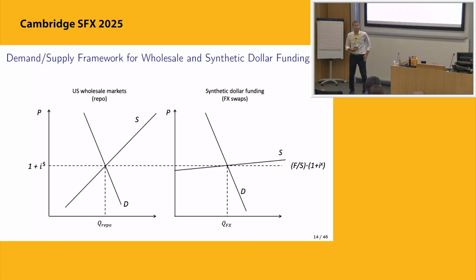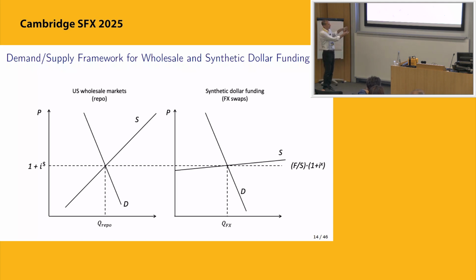So let's step back and get the economic mechanism behind that. We can represent that with a simple demand and supply framework, right? Left-hand side, again, wholesale funding market, demand meets supply, and you are in equilibrium.